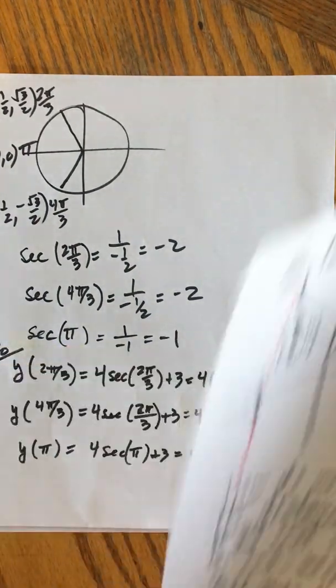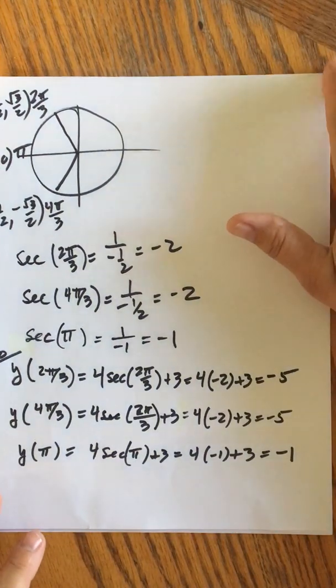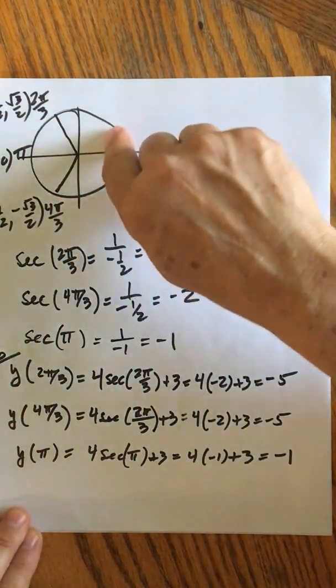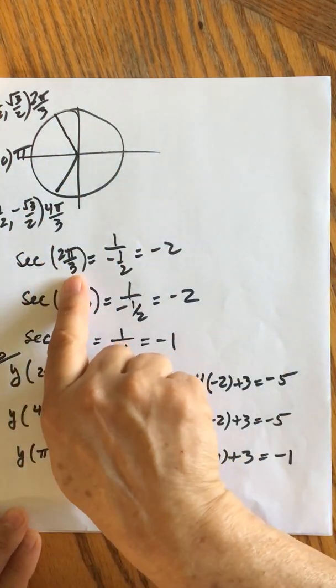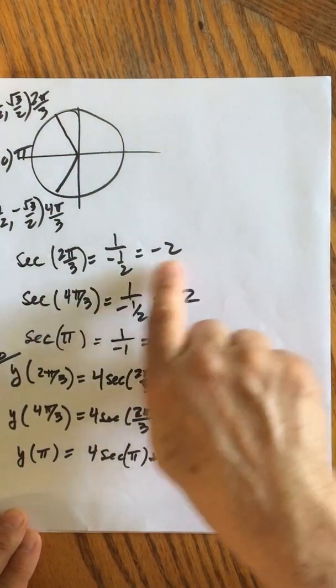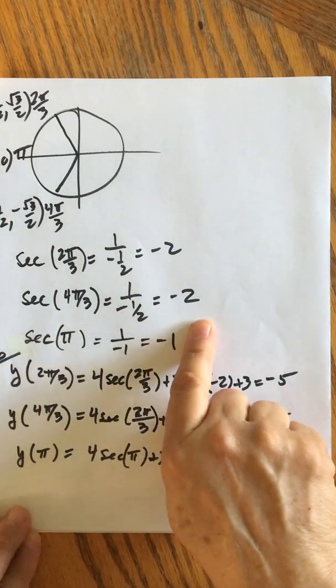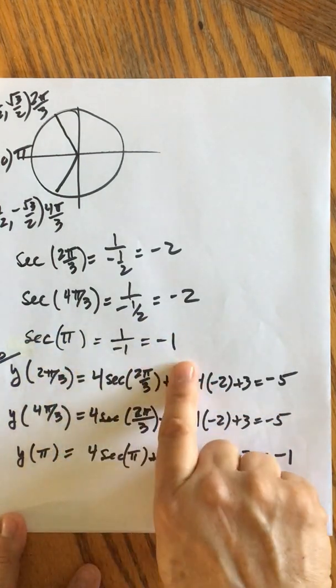So what that means is, and I went ahead and showed you on the unit circle, here are the values that you know. At secant of 2 pi over 3, you know you get negative 2, and secant at 4 pi over 3, you get negative 2 also. And secant at pi, you get negative 1.